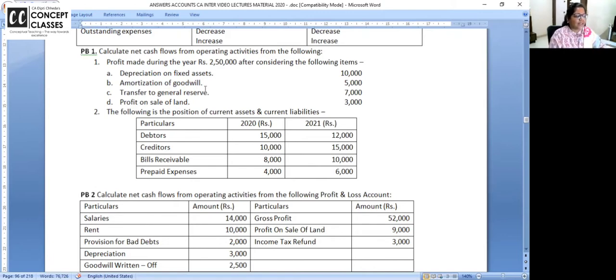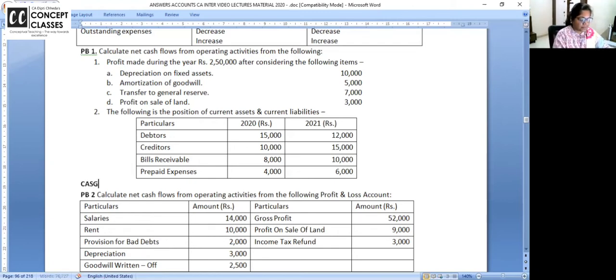So now calculate the cash profit from operating activities. Net profit is 250 after all this. Now they could have given a P&L account, but they haven't. And then your debtors and creditors of 20 and 21 are given. So can we prepare? Yes. Write the answer in your notebook, problem number 1, and write down the answer.